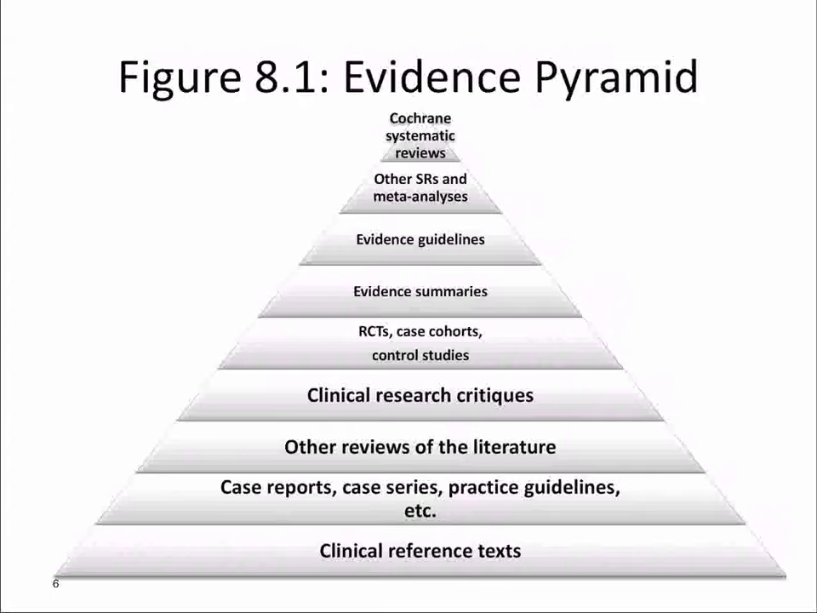A review of the 6S pyramid. At the bottom, you have clinical reference texts. As you move up the hierarchy of case reports, case series, practice guidelines, etc. Then you have other reviews of literature, not necessarily systematic reviews. You have clinical research critiques. You have randomized controlled trials, case cohorts, control studies, evidence summaries, evidence guidelines, SRs, and Cochrane systematic reviews. Keep in mind the textbook chapter, chapter 8, does a pretty good job in telling you the difference between all of these kinds of studies.